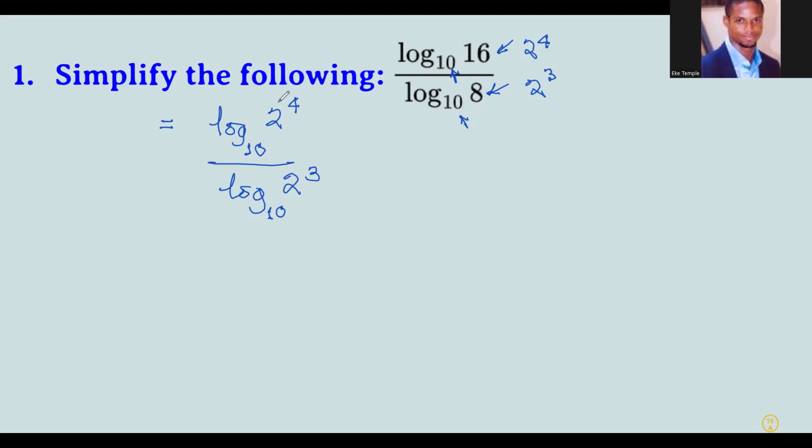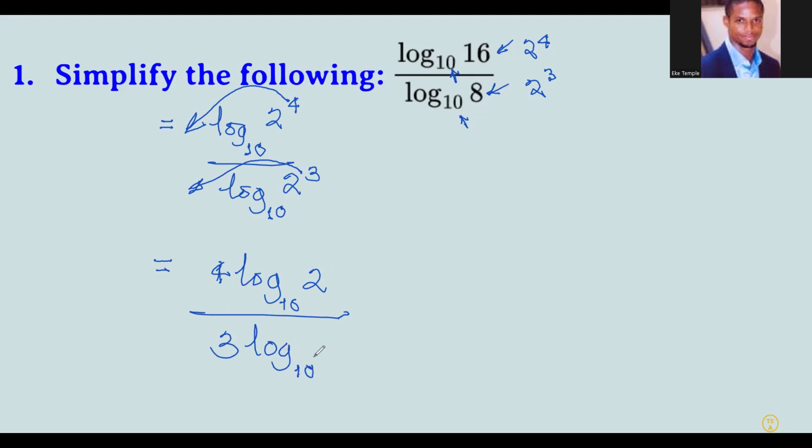We have something similar, so apply a law now. The power in the argument belongs to the front of the log. That's one of the laws we reviewed today. You remember? So take each power in front, and what do you have? The numerator becomes 4 log to base 10 of 2, divided by the same thing. Take the 3 in front: 3 log to base 10 of 2.